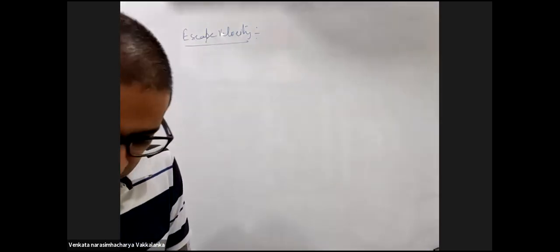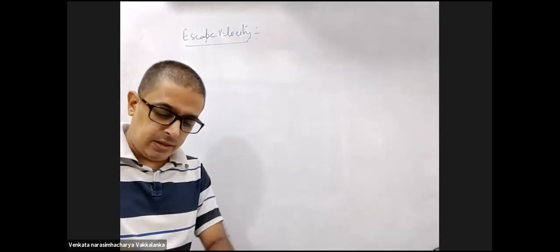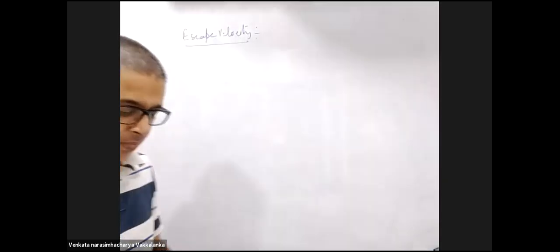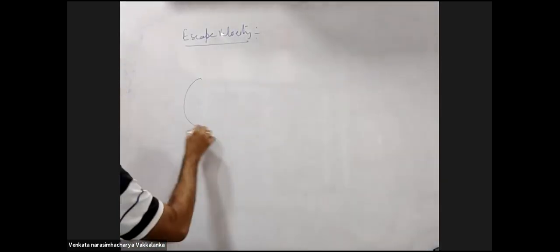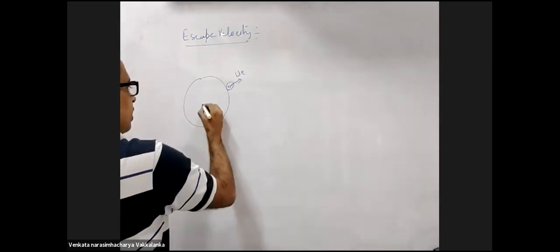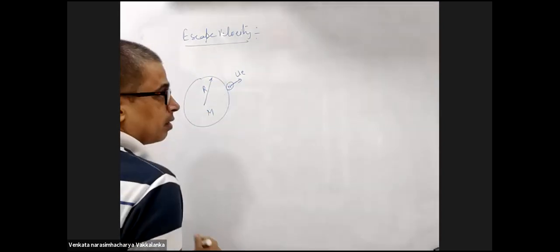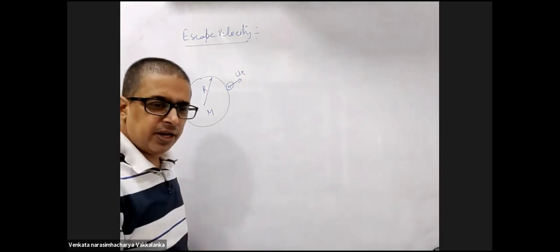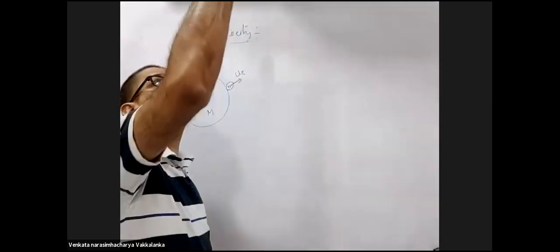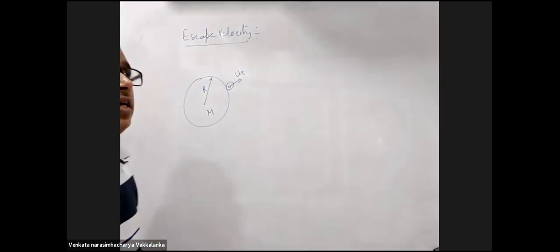How do you define escape velocity? The minimum velocity with which a body should be thrown so that it escapes from Earth's gravity. If I throw a body in the upward direction, how much velocity should I give so that it touches the ceiling? I'll conserve the total mechanical energy here and there, right?